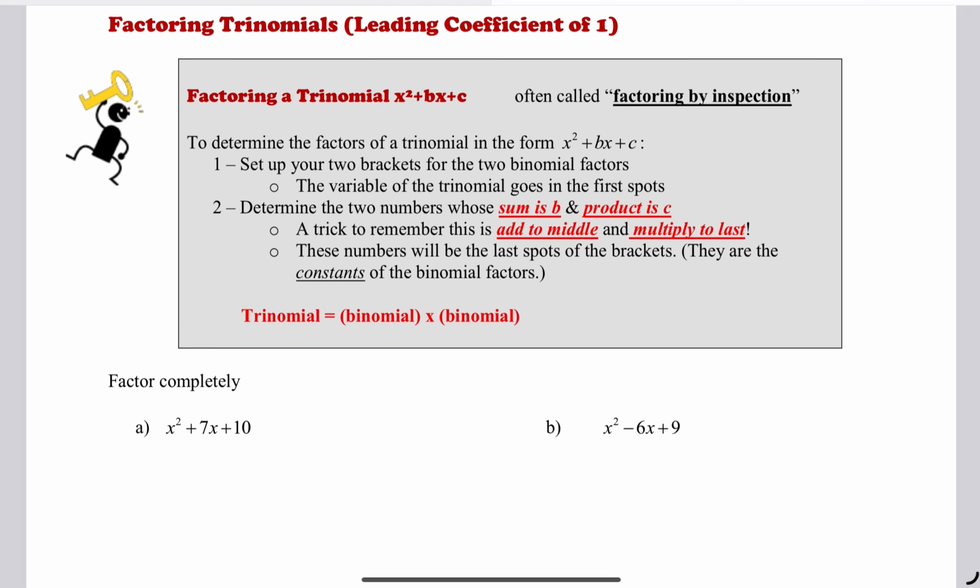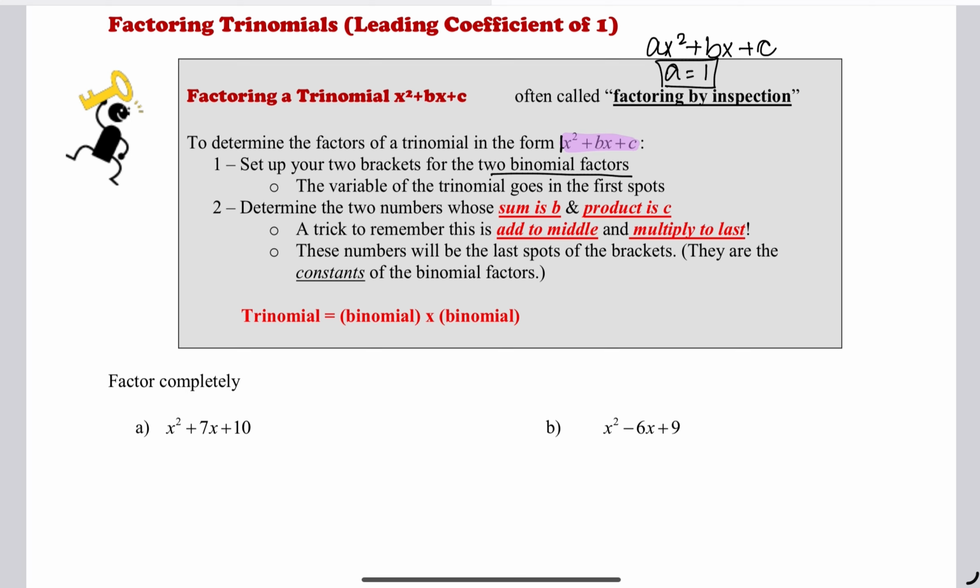So this is what your formatting would be when it comes to a quadratic equation. When you look at a trinomial, your equation is usually this, right? In this case, a is equal to 1. So what you do is you set up two brackets for two different binomials, and the variable of the trinomial goes in the first spot. You determine the two numbers whose sum is b and product is c.